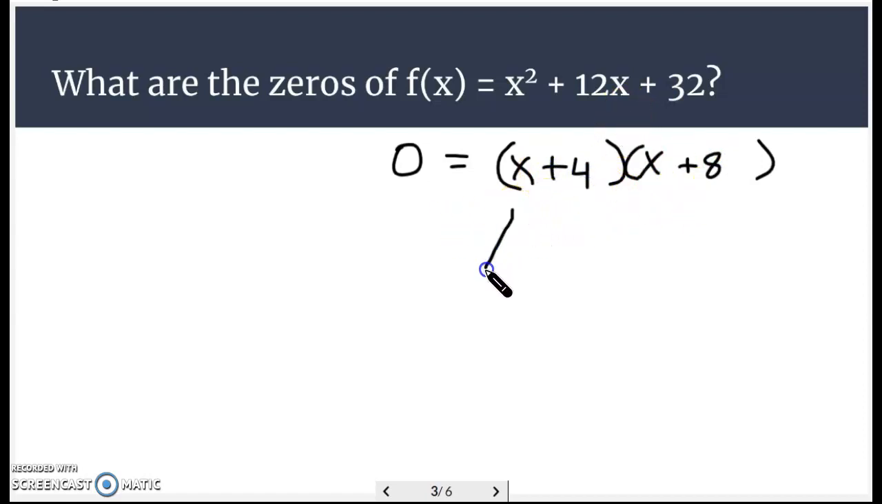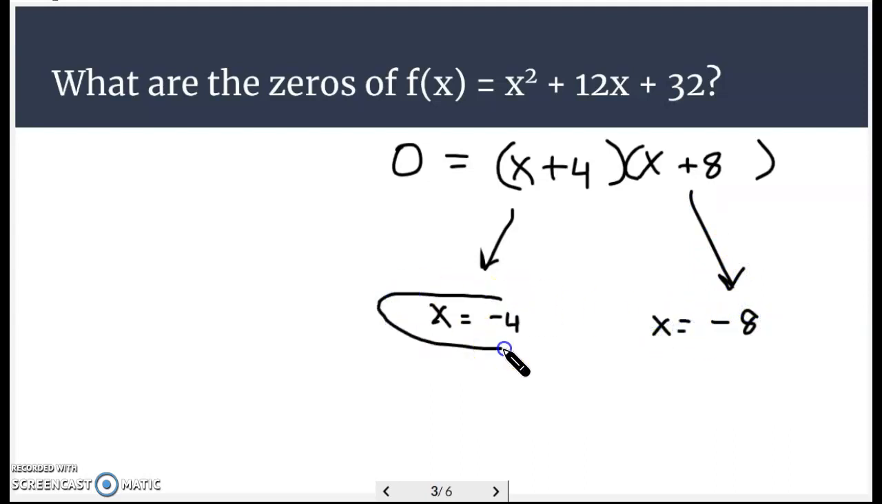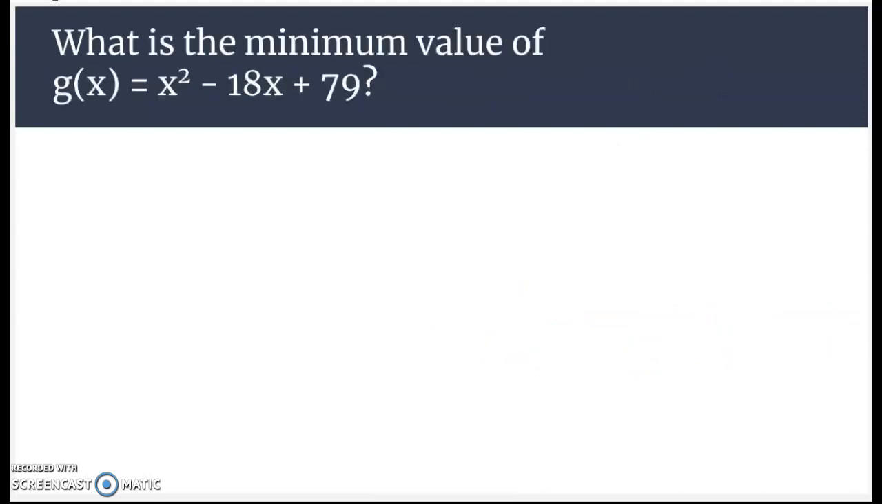We're setting both of these factors equal to 0. Well, if you do that and solve, you get negative 4 and you get negative 8. And if we were to graph these, this parabola would touch the x-axis at negative 4 and negative 8, specifically negative 4, 0 and negative 8, 0, if you're naming the points.